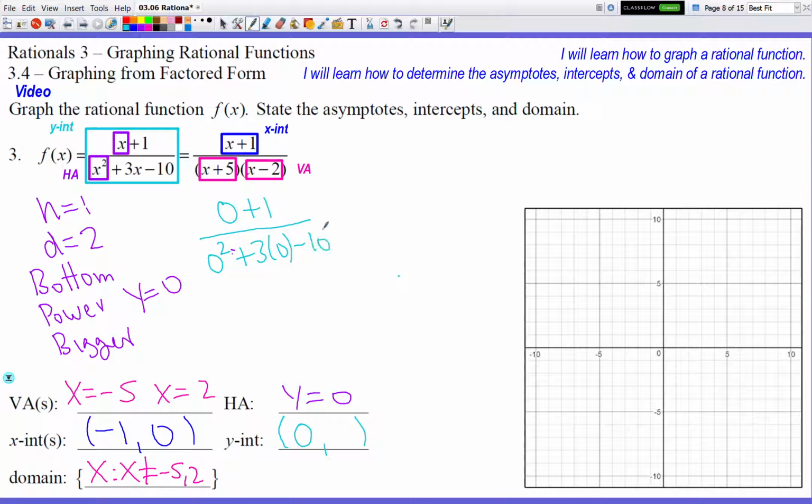minus 10. And the beauty about 0 is that it makes things disappear. So that's gone, that's gone, that's gone, and all we have left is positive 1 over negative 10. So that's negative 1 over 10. Okay, so let's put that as the other half of the y-intercept formula. Alright, so let's start plotting this out.